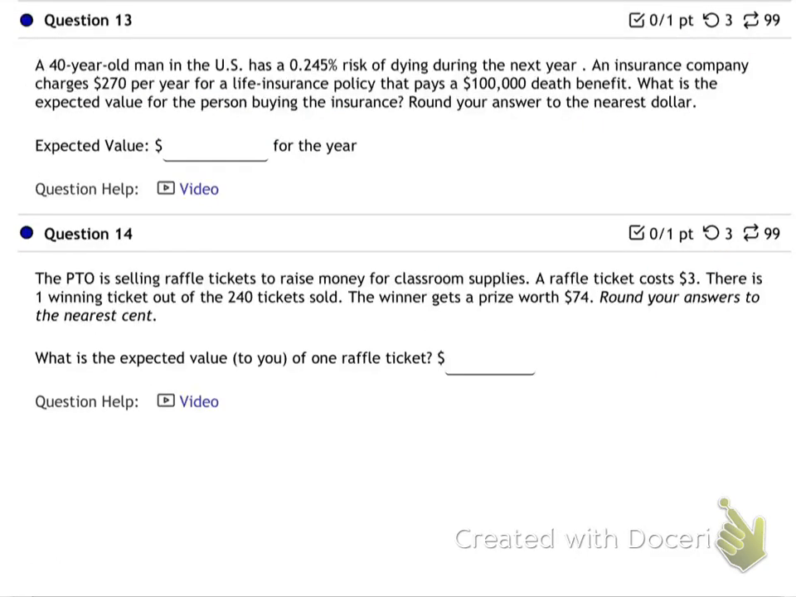Okay, so life insurance. A 40-year-old man in the United States has a 0.245% risk of dying during the next year. Do you know they have you down on a table somewhere? They're called mortality tables. It sounds so gruesome. And really, type it into Google right now. Mortality tables. You can see your number, the chance that you will die based on your age and your gender during the year 2019. Well, there's not much left now, but during the next 12 months.